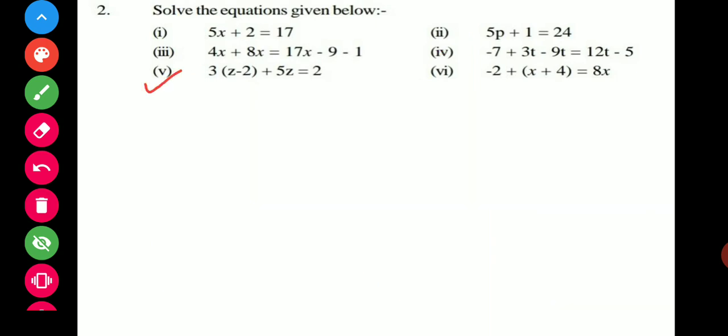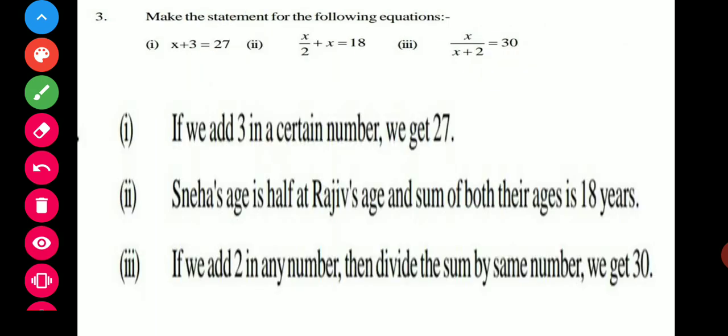These two questions, fifth and sixth, are for your homework, so you can do them at home. It's a very easy question, so you can do it. Now come to the third question. What happened in the third question? In the third question, there is a statement. You can write the statement.